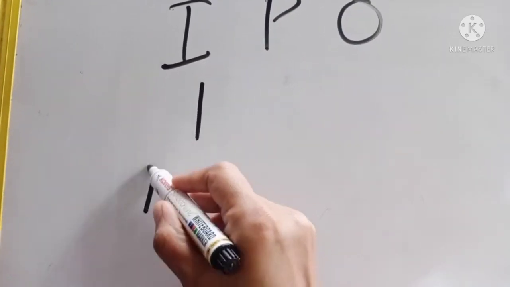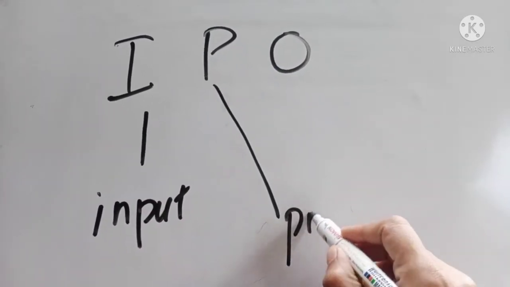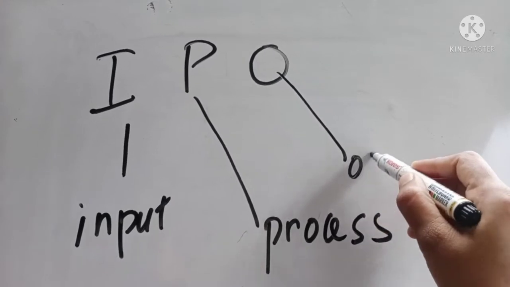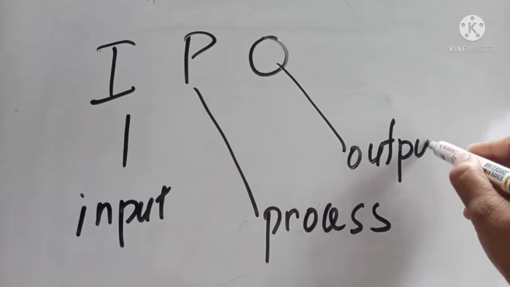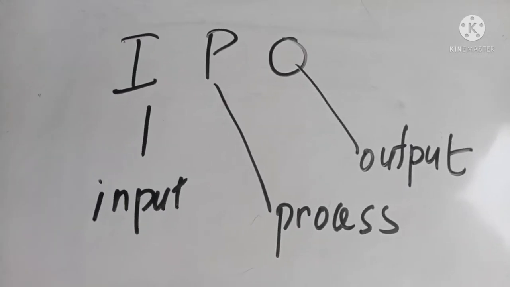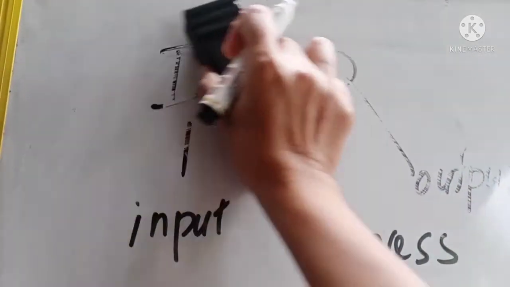I means, yes, it is input. P means it is process. Then O means, yes, you are correct, it is output. Input, process, output. See here, sometimes you may be thinking, let me write one code over here.